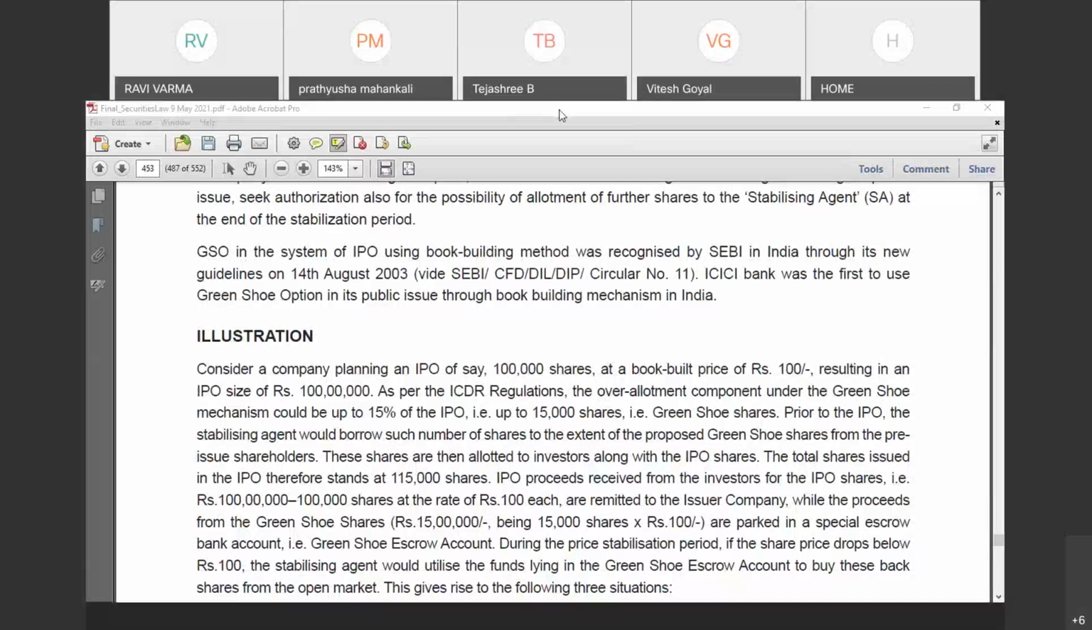Because the stabilizing agent has already executed trading in the market, he has bought some shares and sold some shares at a higher price. Because of this fluctuation, there will be a difference in the 15,000. Say, for example, out of this 15,000 shares, he is left with only 7,000 shares after doing some trading in the market to stabilize it.